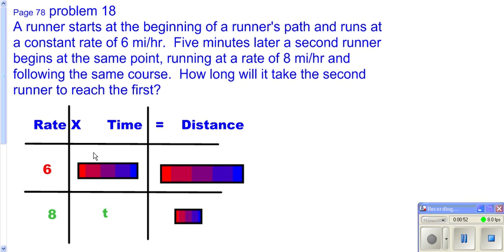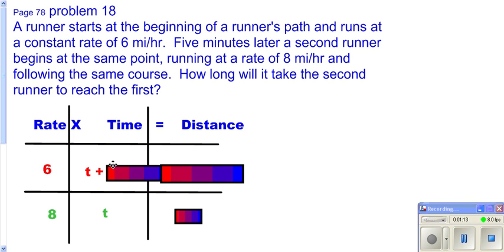Now when you're talking about your first runner, are they running for a longer period of time or a shorter period of time? Well, they started 5 minutes before, so it's really 5 minutes longer is what they're running. So you're going to have t plus. Now some of you might be tempted to go ahead and add 5.